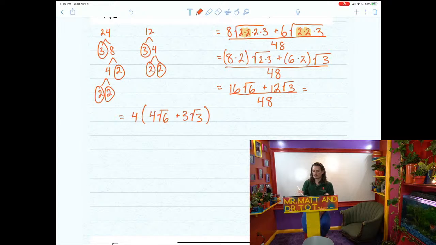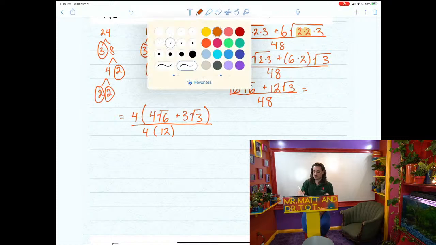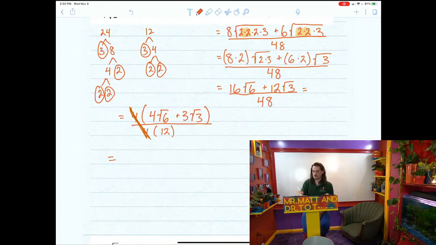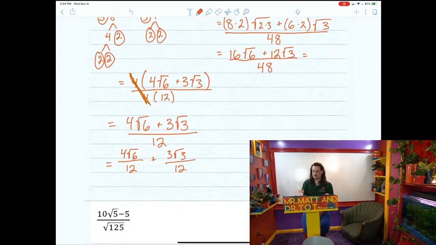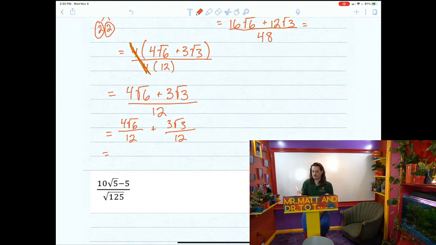And I can pull a 4 out of the 48 as well. That's just 4 times 12. Notice now the 4's will cancel, and your final answer here would be 4 root 6 plus 3 root 3, quantity divided by 12. And I also want you to be able to recognize that this is the same thing. They could write this as 4 root 6 over 12 plus 3 root 3 over 12. And that way it would simplify, because notice this would be root 6 over 3 plus root 3 over 4.